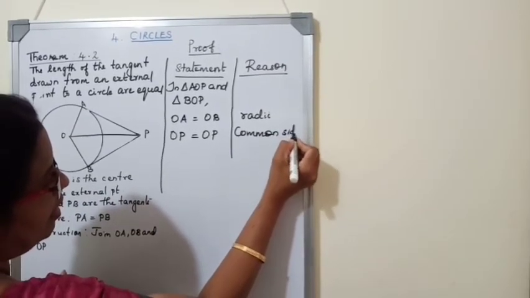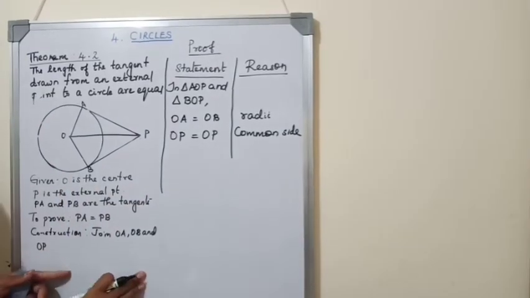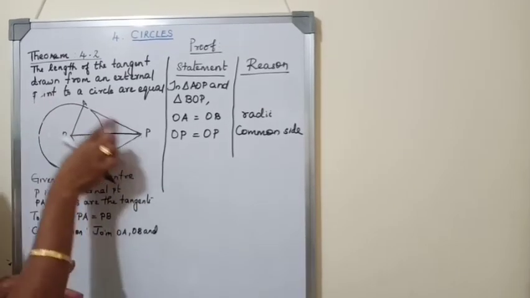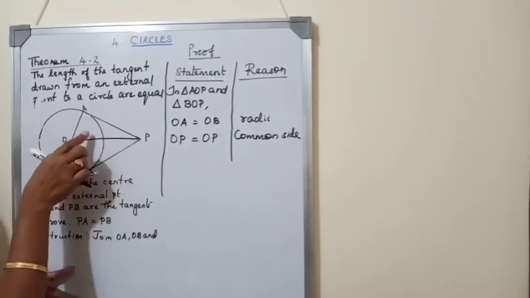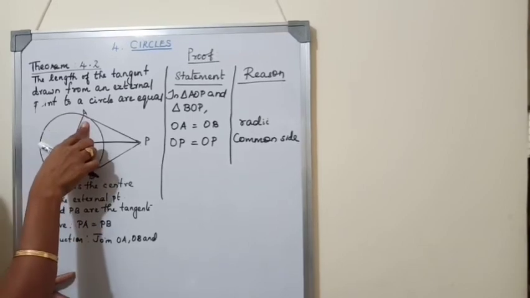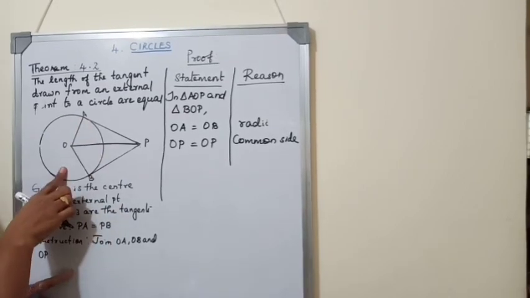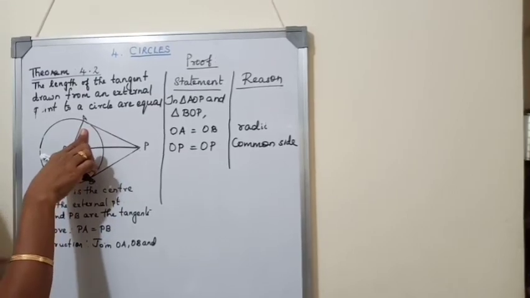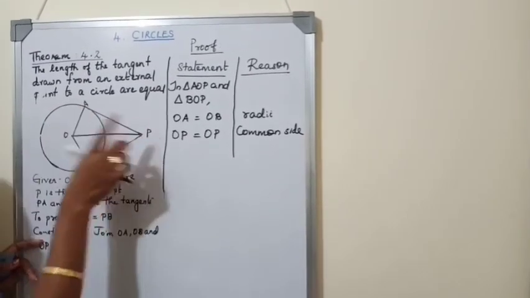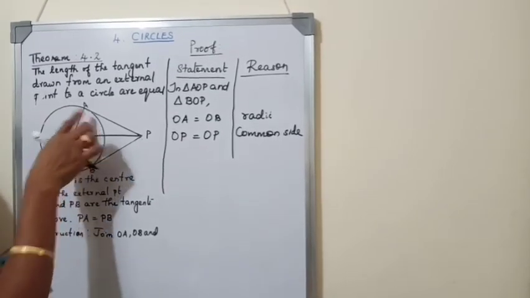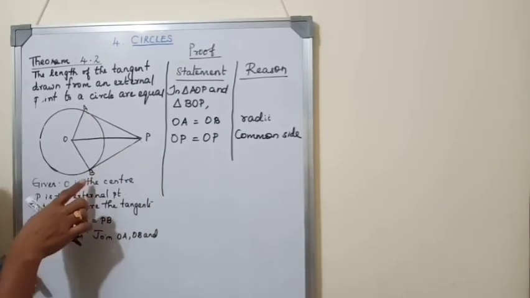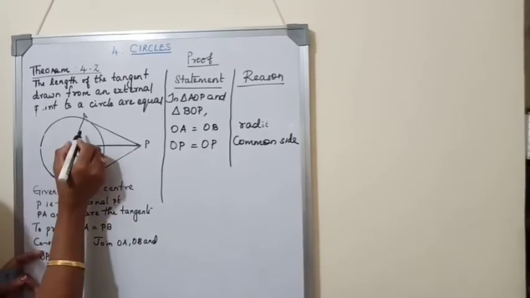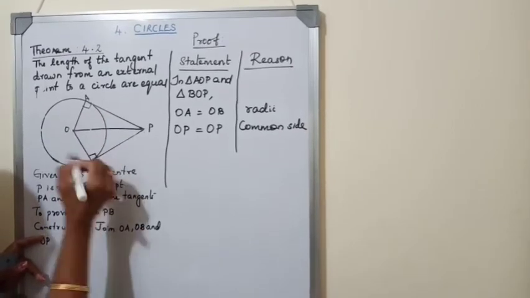Next we will write one important data. Here OA is the radius. What is AP? AP is the tangent. What is A? A is the point of contact. What we learned in the first theorem: radius and the tangent are always perpendicular at the point of contact. So what will be angle OAP? It will be 90 degrees. Similarly, angle OBP is also 90 degrees because OB is the radius and PB is the tangent. Always radius and tangent will be perpendicular.